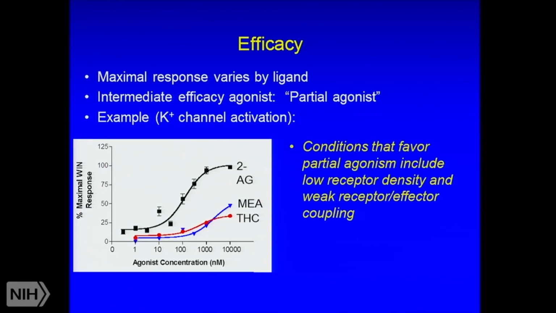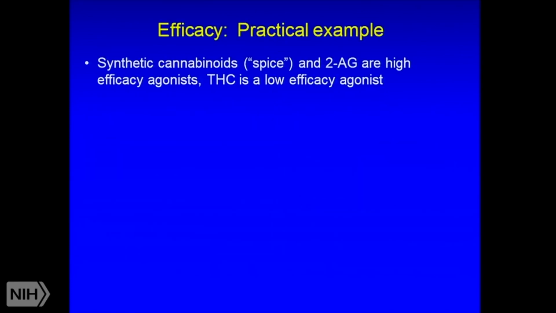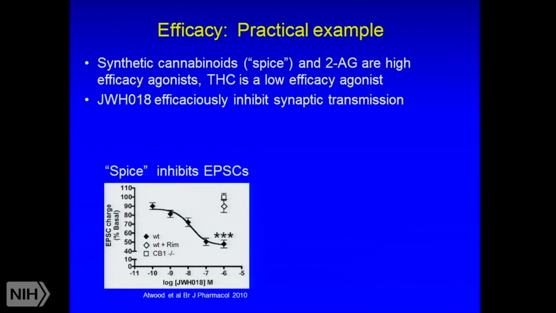And conditions that affect partial agonism are low receptor density or weak receptor effector coupling. So you have to kind of know how many receptors you have and how well they couple to really tease out this aspect of pharmacology. And here's a practical example of why I think efficacy matters. Synthetic compounds such as spice compounds and 2-AG are high efficacy agonists. THC is a low efficacy agonist.